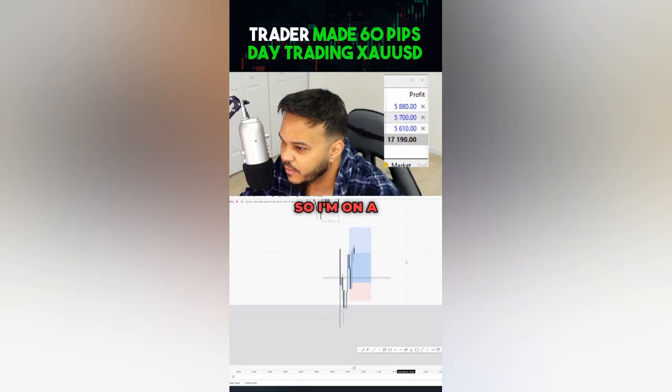All right, so I'm gonna buy right now on gold. You guys can see I already hit TP2, which is 60 pips. I'm going for TP3, which is gonna be 90 pips on this trade.